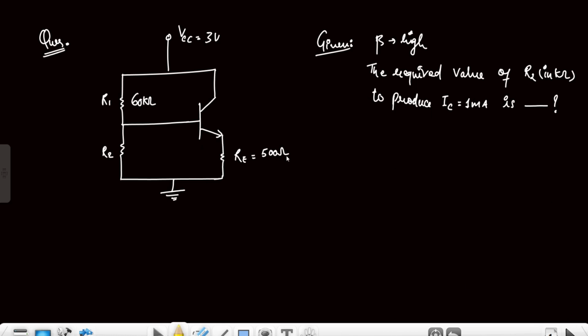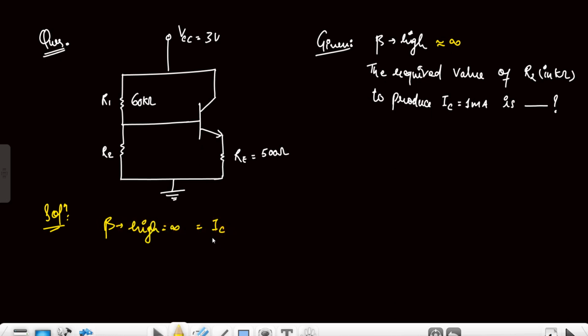Hello everyone. So this is a question from BJT transistor, and it is of voltage divider bias configuration. Here it is given that beta is high. This is the current gain. When it is high, we can approximate it to infinite. So we have to find the required value of the resistor R2 to produce the collector current of 1 milliampere.